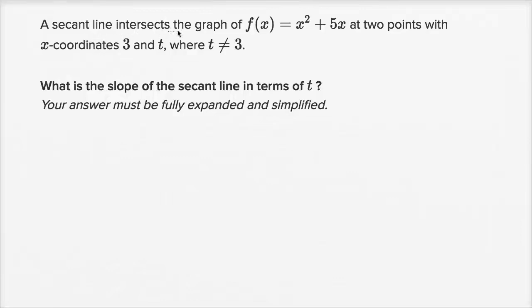A secant line intersects the graph of f of x is equal to x squared plus 5x at 2 points with x coordinates 3 and t, where t does not equal 3. What is the slope of the secant line in terms of t? Your answer must be fully expanded and simplified.